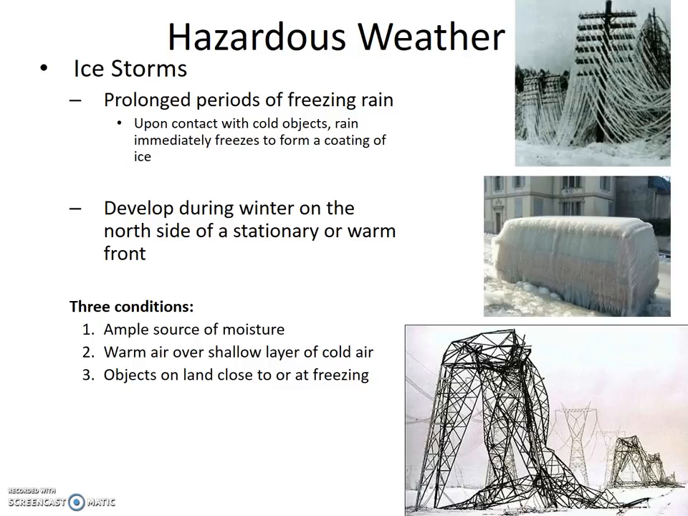Ice storms develop during the winter on the north side of a stationary or warm front. There are 3 conditions for an ice storm to develop. 1. Ample source of moisture. 2. Warm air over a shallow layer of cold air. And 3. Objects on land close to or at freezing.